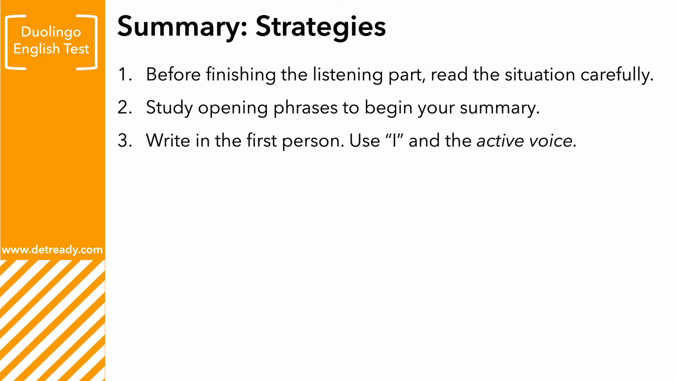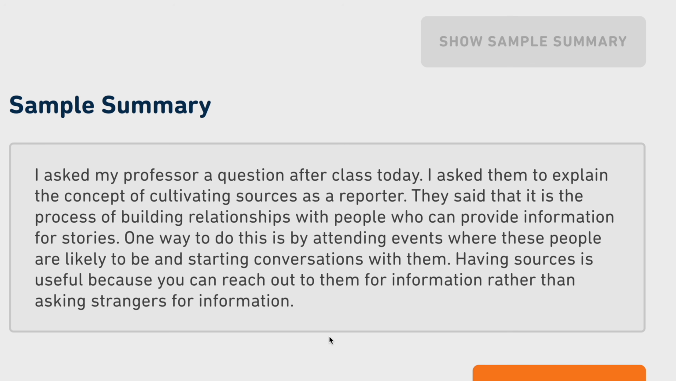Remember that during the listening part of this question type, you were participating in a conversation, so you were acting as if you were one of the people talking. So when you do the summary, use the word I, and I recommend you use the active voice because that's a lot easier and a lot more natural when you're talking about yourself. Just as in the Duolingo sample, "I asked my professor a question after class today."